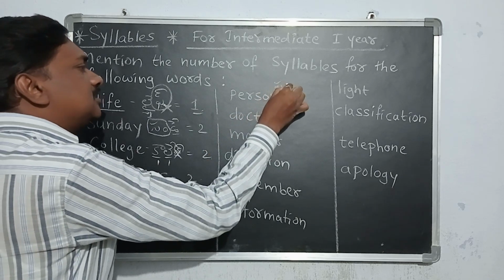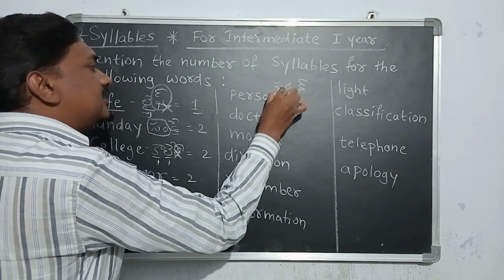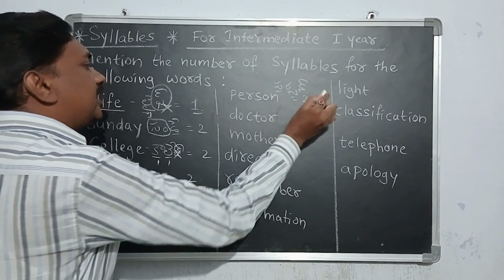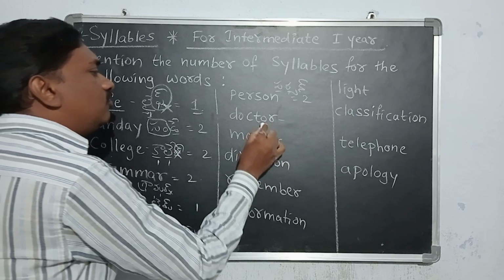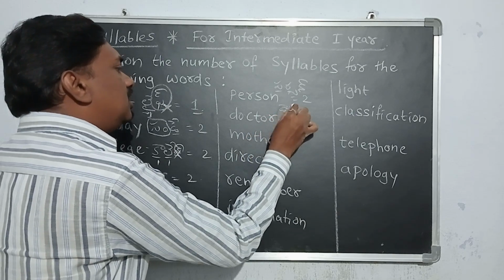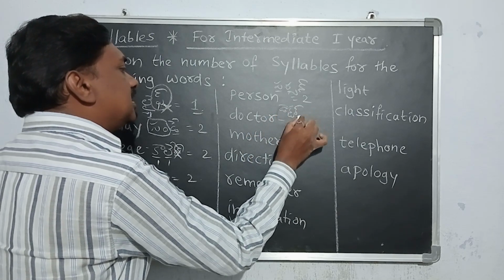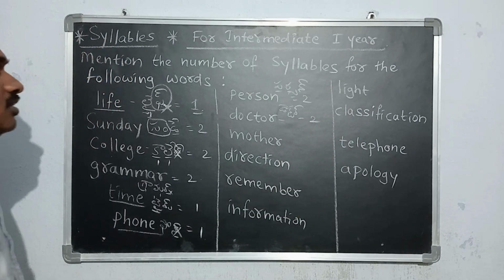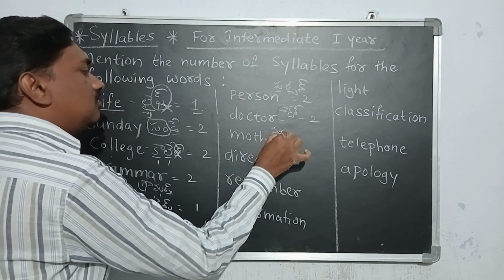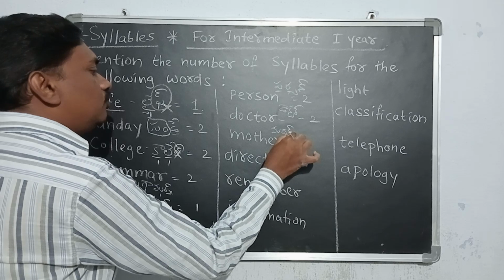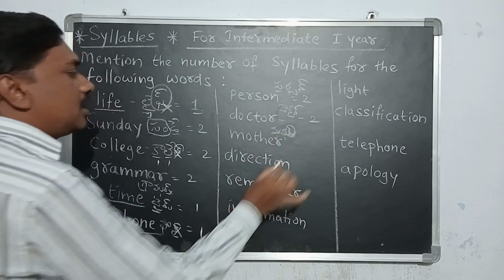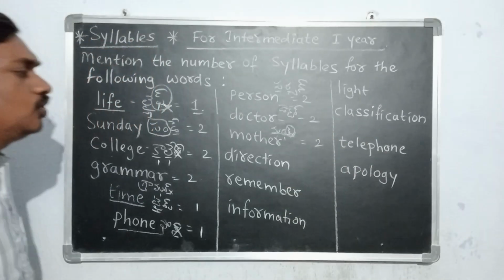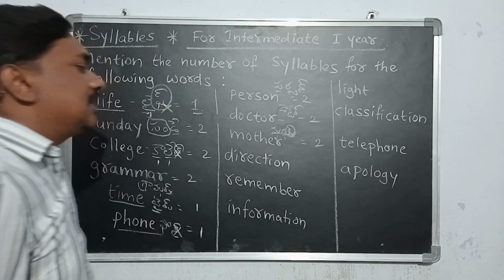Next word is person. Here we can count only two letters, so person is a disyllabic word. And the word doctor, this is also a disyllabic word. The word mother, here we do not count this r. So ma and da, there are two syllables, so it is a disyllabic word.